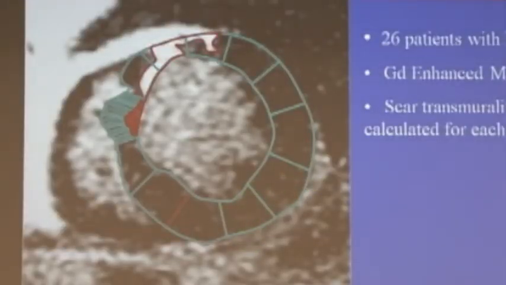This was a study done by Saman Nazarian in our lab, where we looked at patients who had documented non-ischemic cardiomyopathy. There were 26 patients, and they had gadolinium-enhanced MRI, and then the scar transmurality was calculated for each sector. The idea was, we prospectively wanted to see if there were imaging parameters that suggested who was at risk for ventricular tachycardia, and then what in the images told you that this was the case. Basically, the heart was chopped up into different sectors, and these lines were drawn through the heart, and then we looked to see how much of it was normal myocardium, which is shown in black, and then scar, which is shown in white.